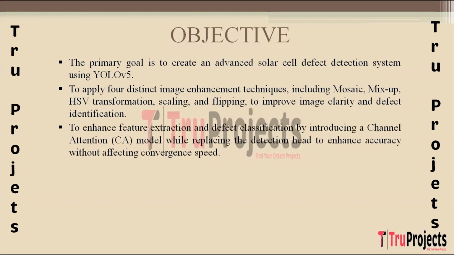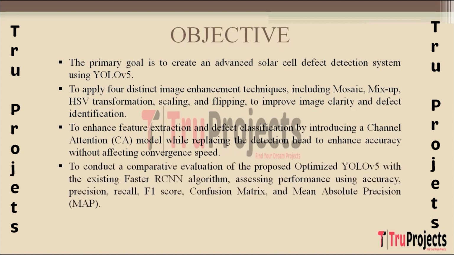And we are introducing a channel attention CA model to extract important features from images and classify different types of defects. Additionally, we are replacing the detection head in the YOLOv5 model to boost accuracy without slowing down the process. And to validate our optimized YOLOv5 system, we are conducting a comprehensive comparison with the widely used faster RCNN algorithm. We are using various performance metrics like accuracy, precision, recall, F-score, and confusion matrix to see how well the system performs in comparison. This helps us understand if the new approach is better suited for real-world applications.